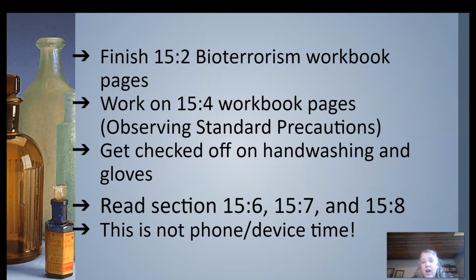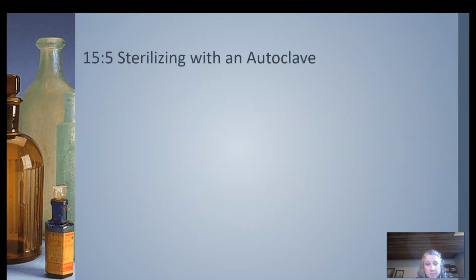And just so you know, the 15.2 bioterrorism workbook pages are required. Also, the 15.4 workbook pages are also required. So this is work time that the students had in class in between.